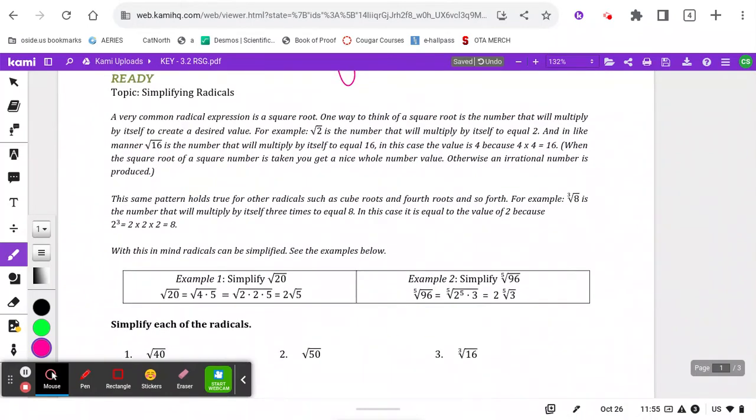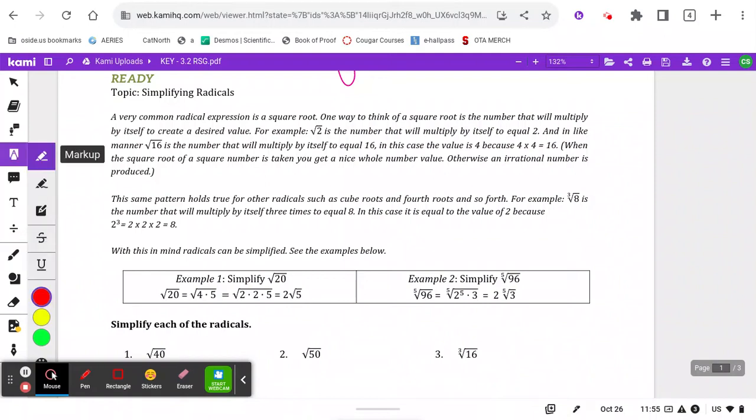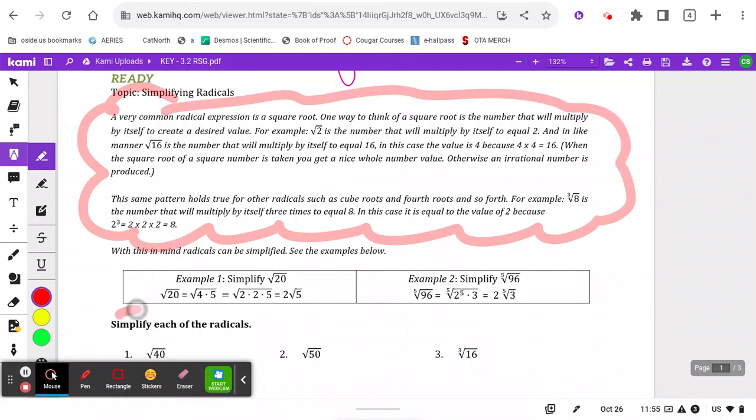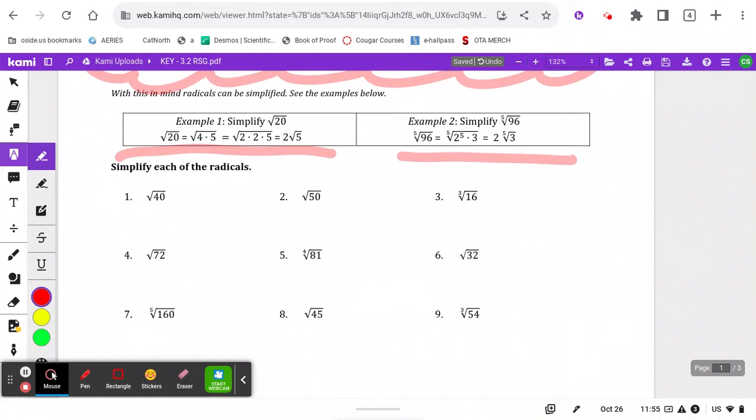So today in class we learned how to break down into the smallest factors possible so that we could do simplifying radicals. And so there is a small directions up here. If you happen to miss class, I highly recommend you read this and look at these two samples right here of what we did. So let's go take a look.